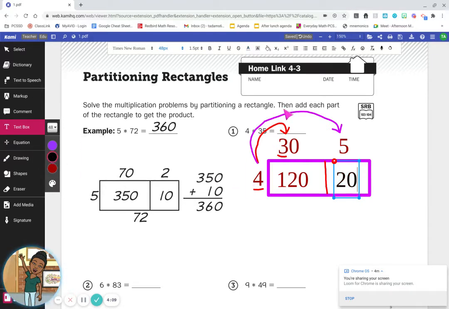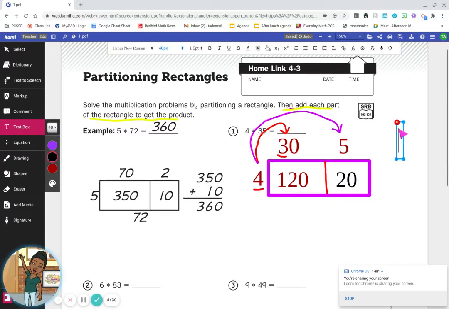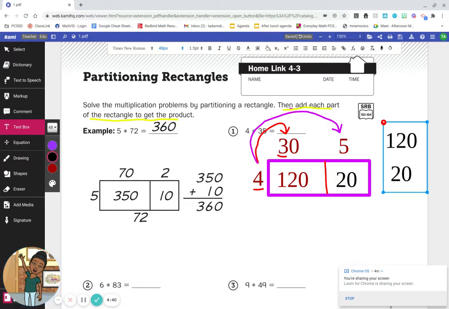Now, the second part of our directions, add each part of the rectangle to get the product. So this is our final step. We have to add the parts of the rectangle, add each part of the rectangle to get the product. Let's do that now. What's the first part of my rectangle? 120. And what's the second part of my rectangle? What number is that? Yes, 20.